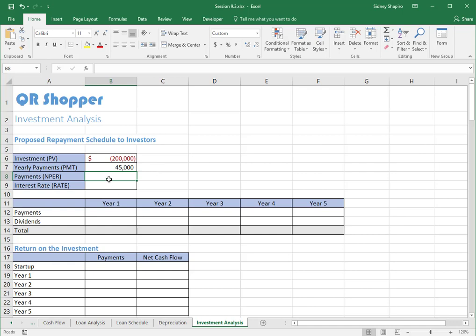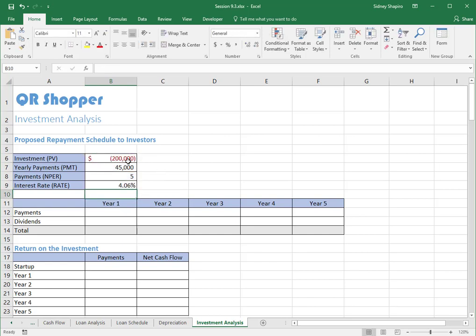In B8, we'll put in 5 as the number of payments over 5 years. And in B9, we'll put in equals rate. Okay, returns the rate of interest for a loan or investment. And we'll do B8, comma, B7, comma, and B6. Close bracket, and we'll get back our rate.